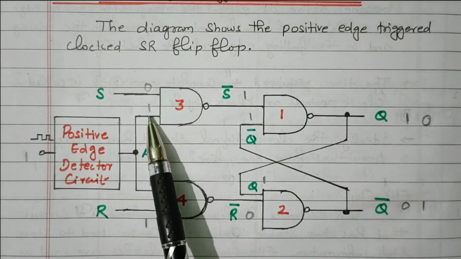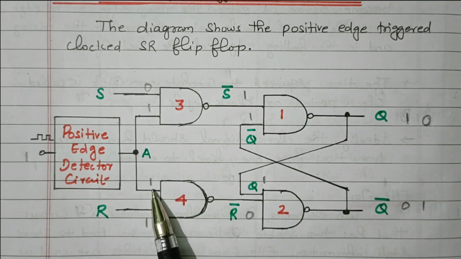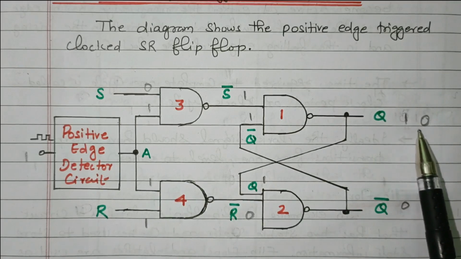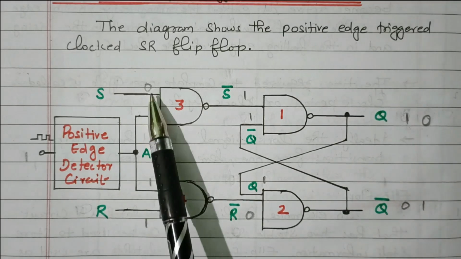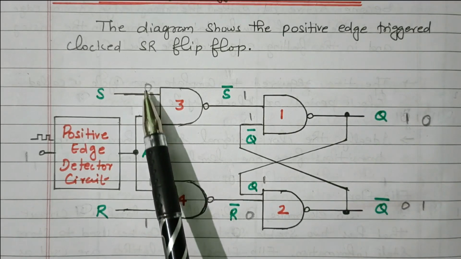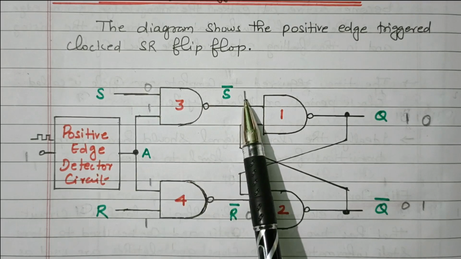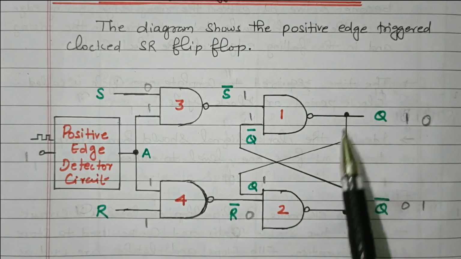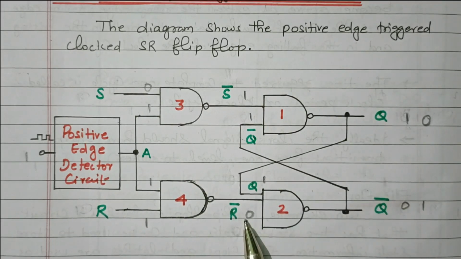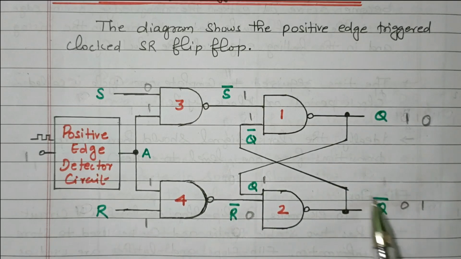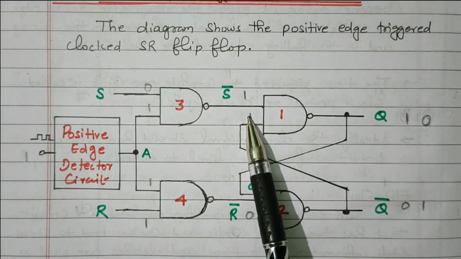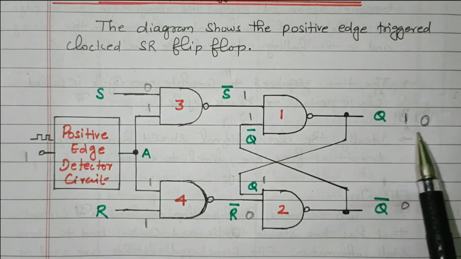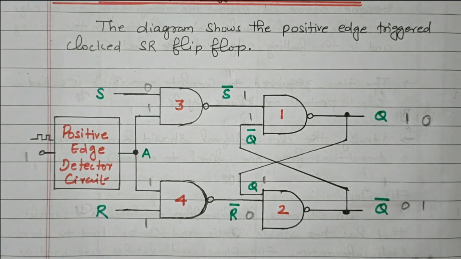Here S is 0, clock pulse is 1, R is 1, clock pulse is 1. We have Q is 1, that should be changed to 0. We need to check whether the Q is changed to 0. Q is 1 means Q bar is 0. So 0 into 1 is 0, but due to NAND gate we got 1. 1 into 1 is 1, due to NAND gate it becomes 0. Now this 1 is applied. 1 into 0 is 0, but due to NAND gate we got 1. This 1 is applied here. 1 into 1 is 1, due to NAND gate it becomes 0. See this, the output is changed from 1 to 0. Similarly, we can verify the other outputs or other combinations also.